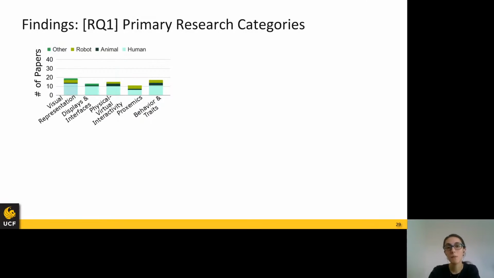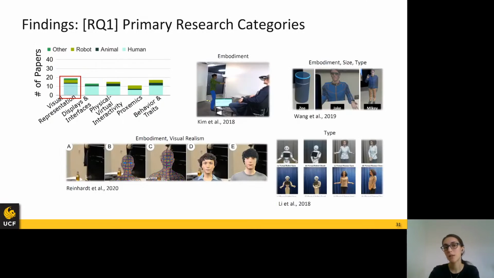Going back to research question number 1, and starting with the first category, the visual representation category mainly covers work that looks at the influences of agents' embodiment compared to non-embodied interaction, looking at different agent types and the influence of agent size and also its visual realism. One of the reasons this category is important is that, for example, for embodiment, researchers have found that embodied interactions can influence the level of presence users experience for the better, and also influence how users perceive agents in terms of helpfulness and reliability.